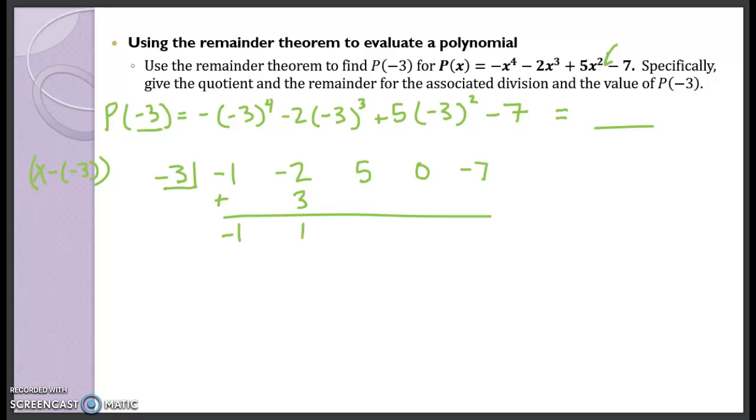1 times -3 is -3. 5 plus -3 is 2. 2 times -3 is -6. 0 plus -6 is -6. -6 times -3 is 18, and then -7 plus 18 is a +11. So 11 becomes our remainder.